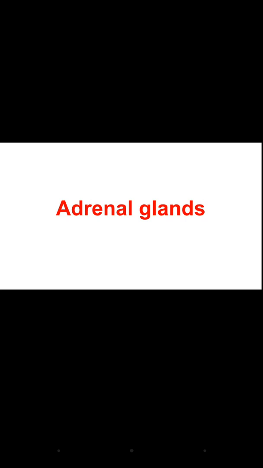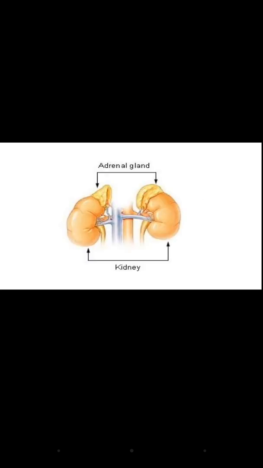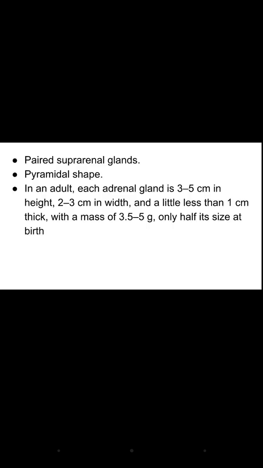The topic is adrenal glands. In this session, we will study the anatomy and physiology of the adrenal glands. This image is showing the adrenal glands. As you can see, adrenal glands are located above the kidney. Because they are present superior to the kidney, they are also called suprarenal glands. So these are paired suprarenal glands.